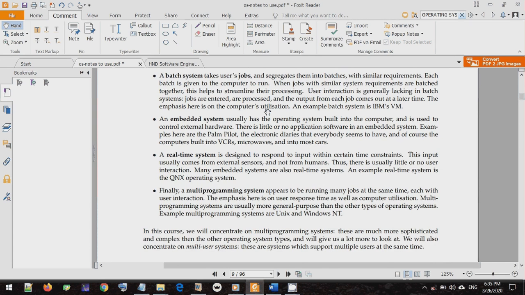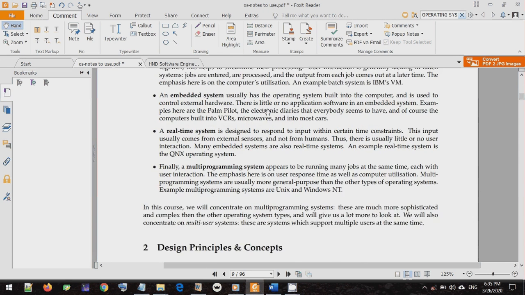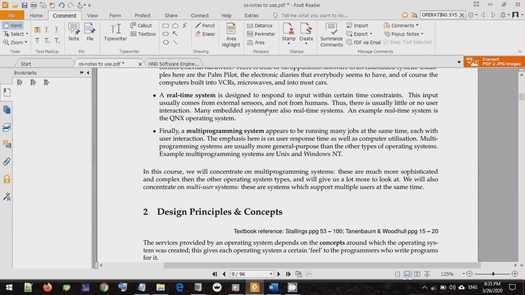Again, we have the real-time system. The real-time system responds to input within certain time constraints. These time constraints or this input are usually defined by external sensors and not by the human. Thus, there is very little human interaction because the sensors provide the input into the operating system and the operating system acts upon the input received from the sensors. Most real-time operating systems are equally embedded systems. A good example of such a system could be the ch1 operating system.